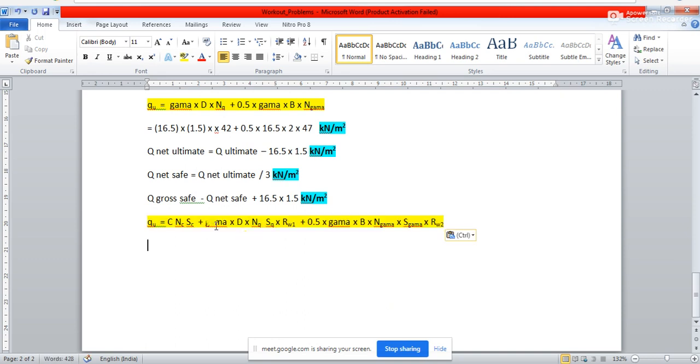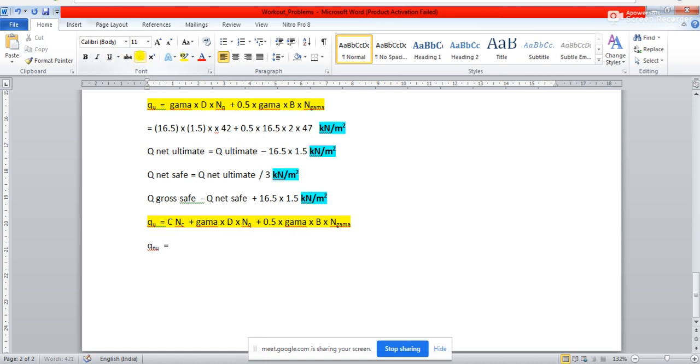So what is Terzaghi's bearing capacity formula? Terzaghi has said Q ultimate equal to cNc plus gamma D Nq plus 0.5 gamma B N gamma, right? So this is your ultimate bearing capacity. And what is net ultimate bearing capacity? Can anyone tell me what is Q net ultimate? If I write Q NU, tell me, what is net ultimate bearing capacity?